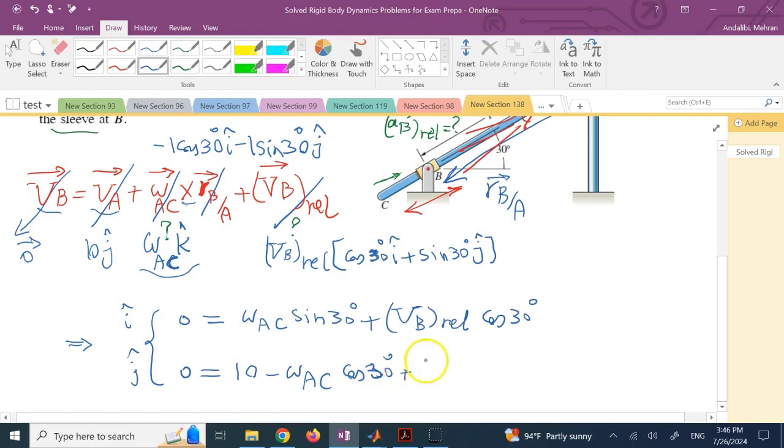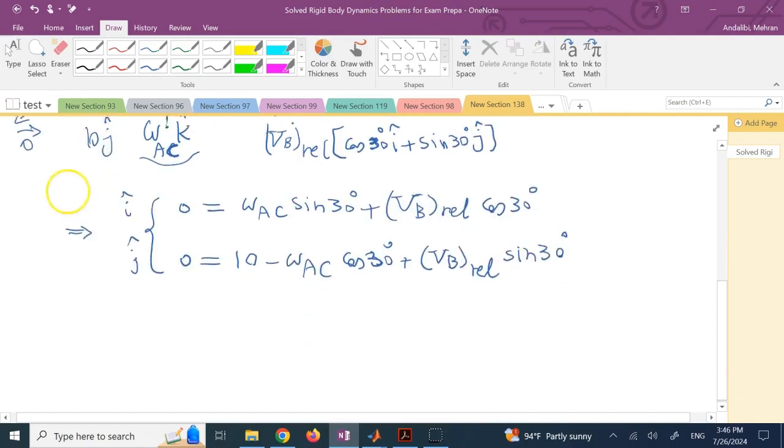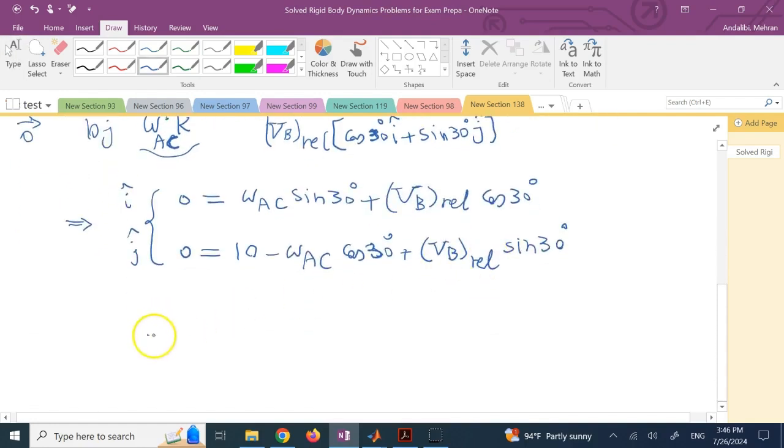And we have VB relative sine for J. Guess what? 2 equations, 2 unknowns. I bet every one of you can do a simple elimination or use matrices. And if you solve for that, these are the numbers you are going to get.